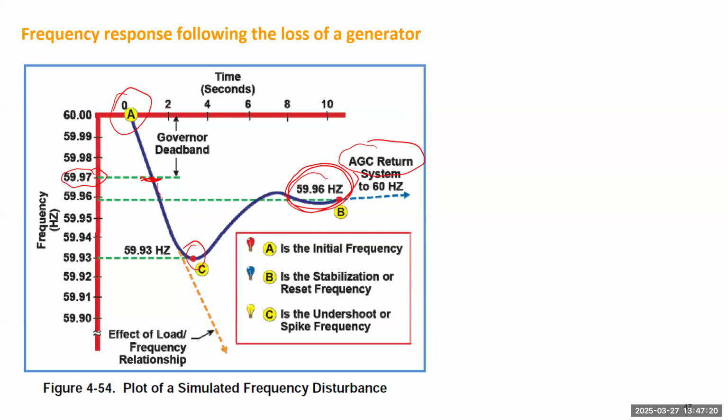So there are three steps. The first step is just the frequency declining due to the change of generation and load, following a slope, so the behavior is almost like a straight line. Then beyond the deadband, the line will be curved to reach the minimal frequency and recover, but it doesn't go back to 60 Hertz. And then the AGC will try to change the set point to bring the frequency back.